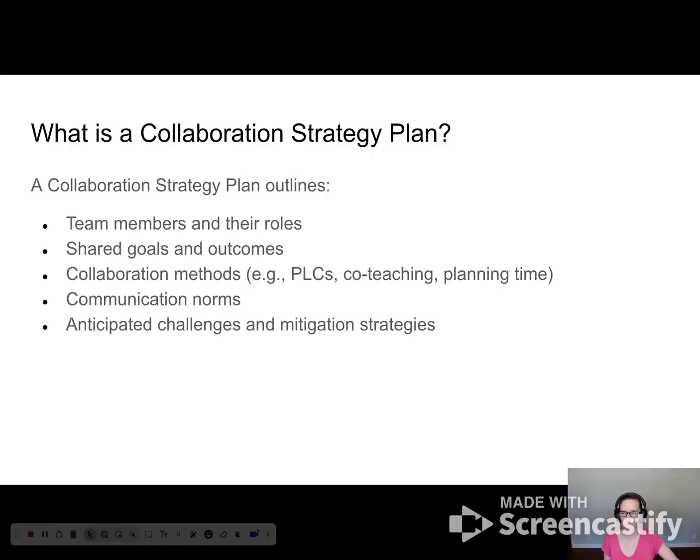So you want to think about who are the team members, what are their roles, what are your goals and outcomes. How will you collaborate? Are you going to meet in person weekly, daily, monthly? And then communication norms, making sure that you create those norms at the beginning so that not just one person is doing all the talking, or if an administrator is involved, they are no longer the administrator, they are just a member of this team. And so you want to anticipate the challenges and mitigate those by using these strategies.